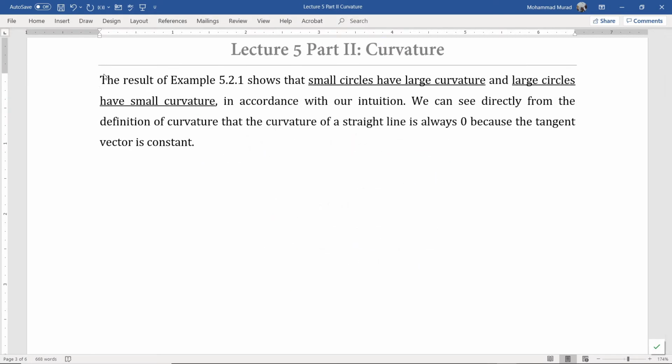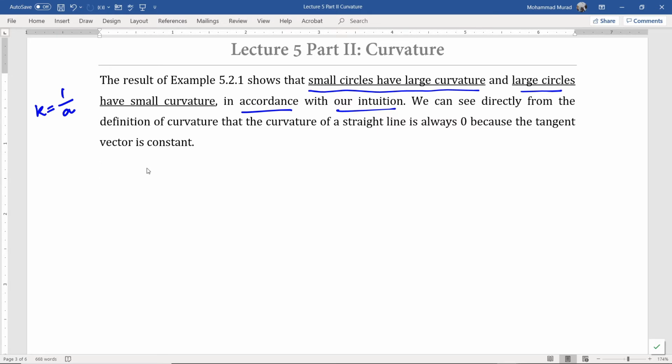The result of the previous example shows that small circles have large curvature and large circles have small curvature, because the curvature is given by 1 over a for a circle of radius a. So the larger the a, the smaller the kappa value, or conversely, the smaller the a value, the larger the curvature value, which is in accordance with our intuition.